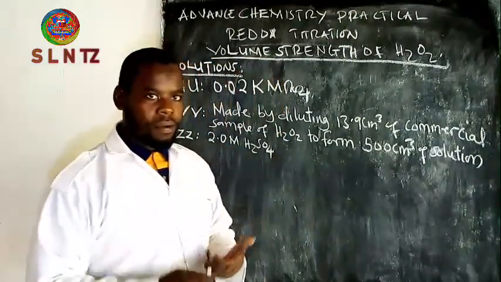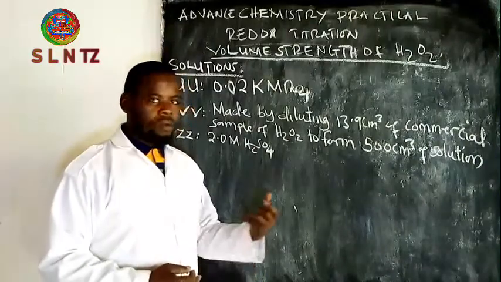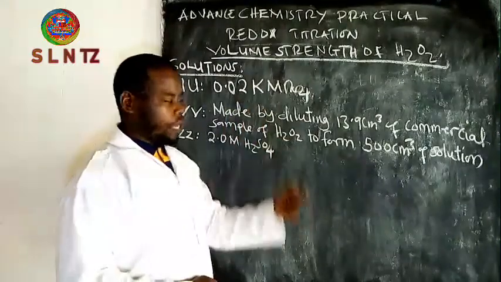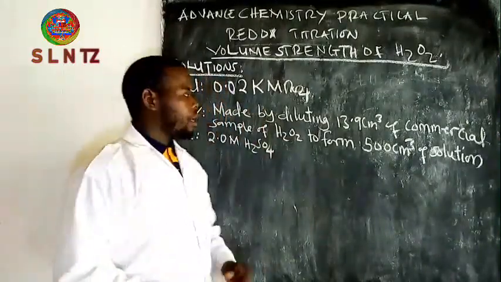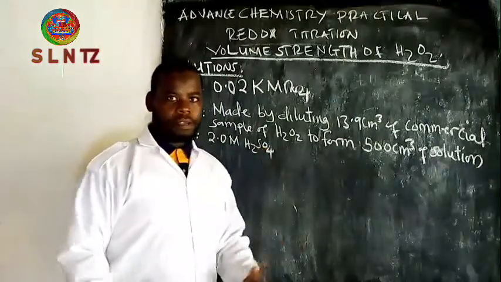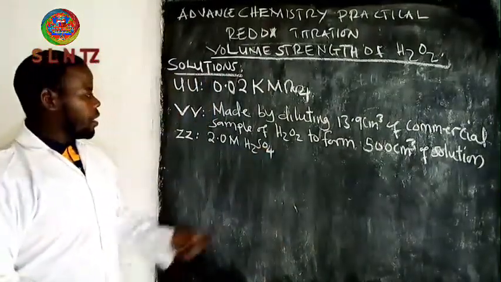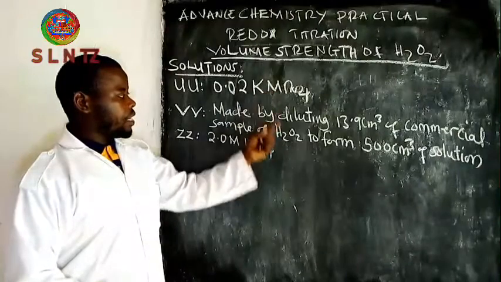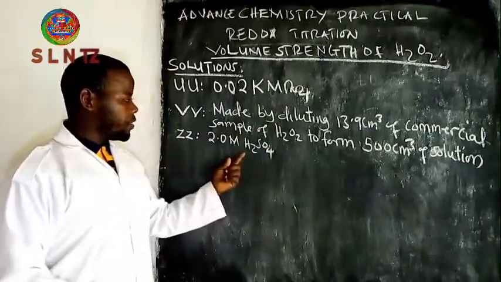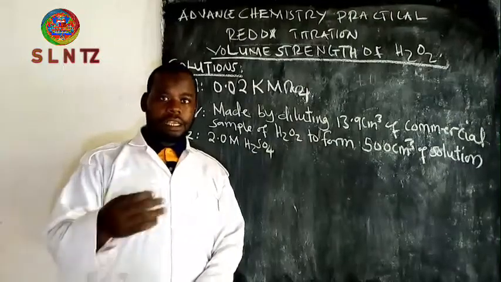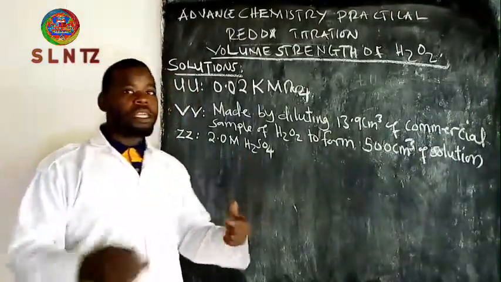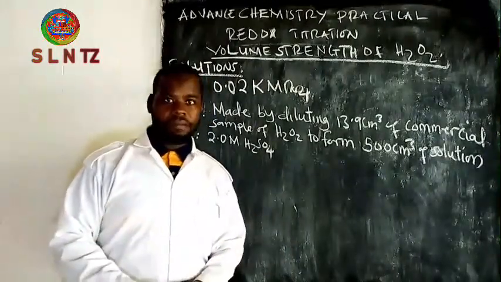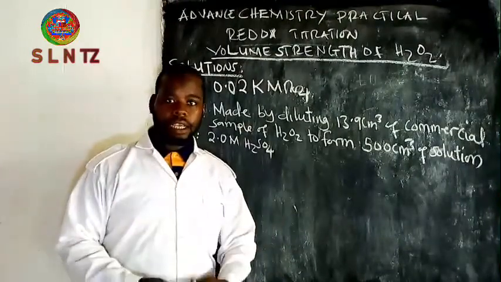I think you are still with me here. Our reactants for today are potassium permanganate, hydrogen peroxide and sulfuric acid. The titrant is potassium permanganate, and the other is hydrogen peroxide. But sulfuric acid is here in order to provide an acidic medium within our reaction, because the redox reaction cannot proceed without an acidic medium.